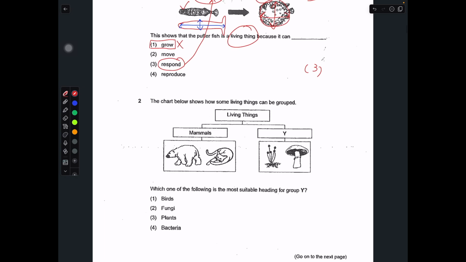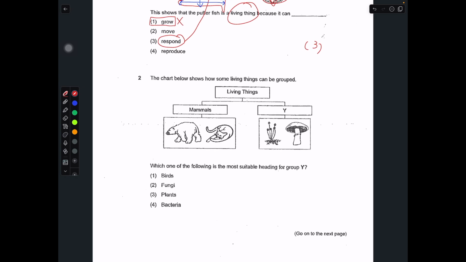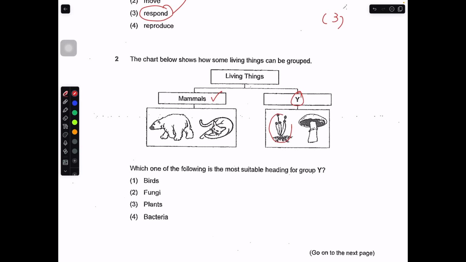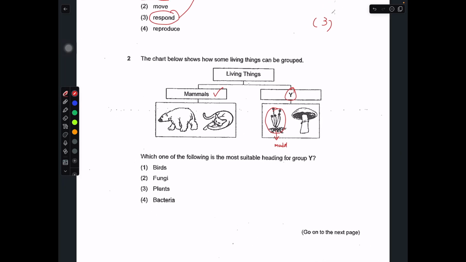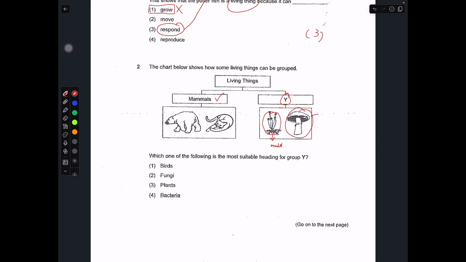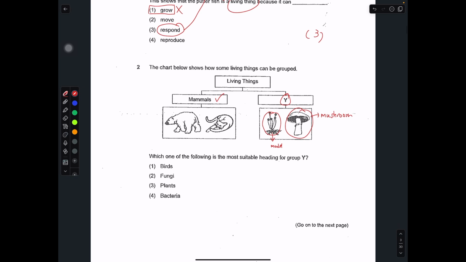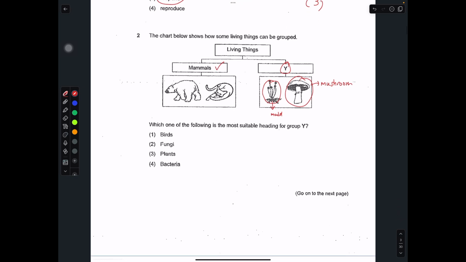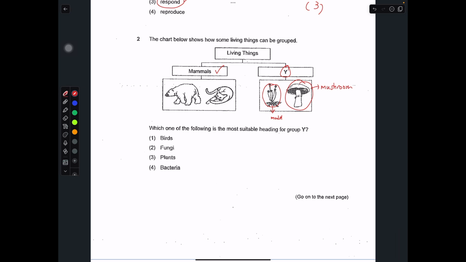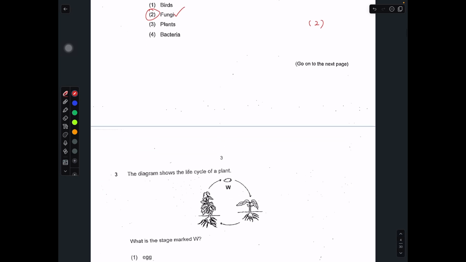The chart below shows how some living things can be grouped, and we have mammals as well as others. So we take a look at this. This part over here is actually showing a mould, at a very microscopic level. As well, over here this is showing you a mushroom. Both of them have a common characteristic: they reproduce by spores. They feed on living things, whether dead or alive. So this one over here is actually your fungi. Okay, so let's move on.